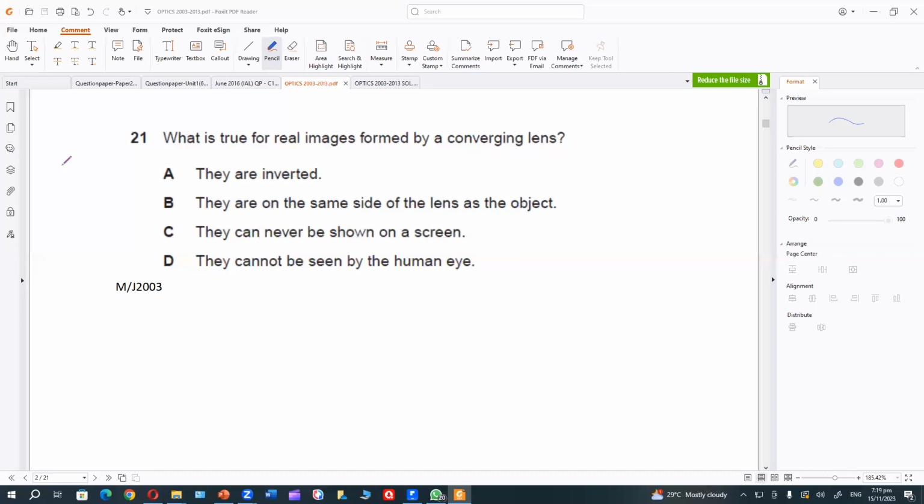A converging lens is thicker from the center and thinner on the edges. The images are inverted. What is true for real images formed by the converging lens? The image is always inverted. They're on the same side of the lens as the object. This is only one case, that can never be shown on a screen. Real images are always shown on the screen. They cannot be seen by the human eye. That doesn't make any sense. Otherwise, if you can't see them, then obviously the purpose of the lens will be over.